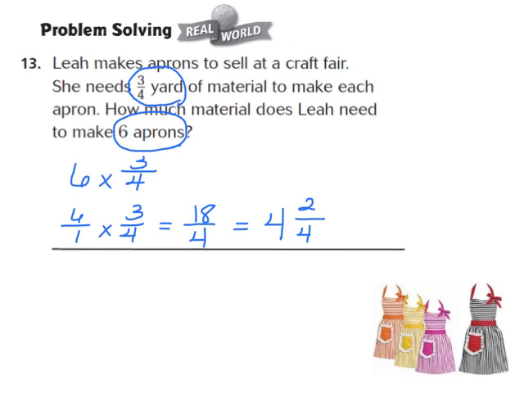Well, what I know is this. If we have 4 and 2/4, we know that 4 and 2/4, when you divide by 2, simplifies to 4 and 1/2. So we know that she needs 4 and 1/2 yards to create 6 aprons.